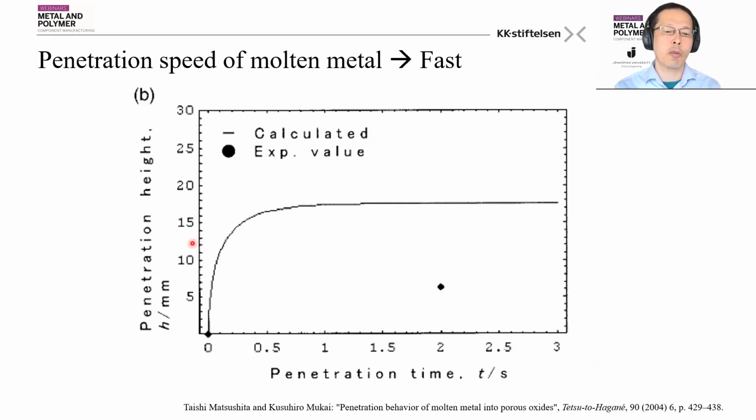Here is an example of the calculation. The x-axis is the penetration time, and the y-axis is the penetration height, calculated based on the Washburn equation. As you can see, within 1 second or even 0.5 seconds, the penetration height will reach almost the maximum. So I can say the penetration takes place almost immediately.